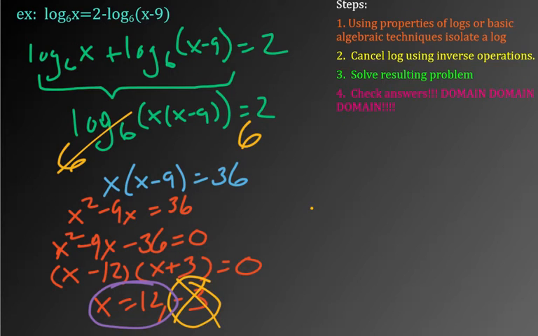And whenever that happens, I would just recommend you get them together on the same side so that you can use a log property to isolate it, to get it into one log, right? And then it's just inverse operations from there to the end. And don't forget to check answers.